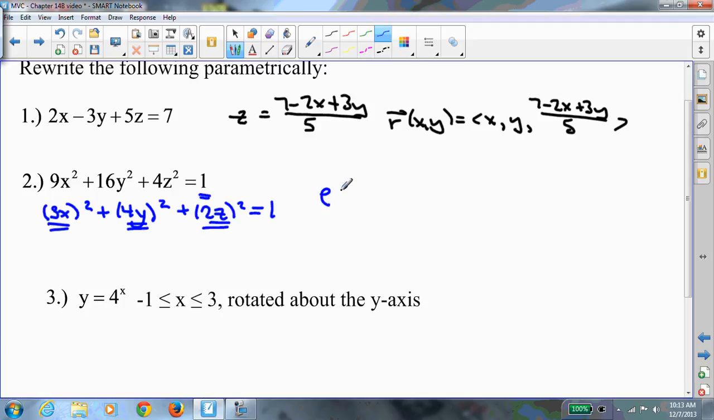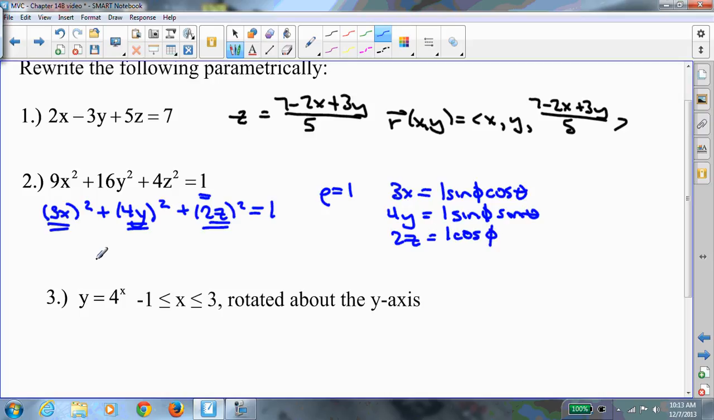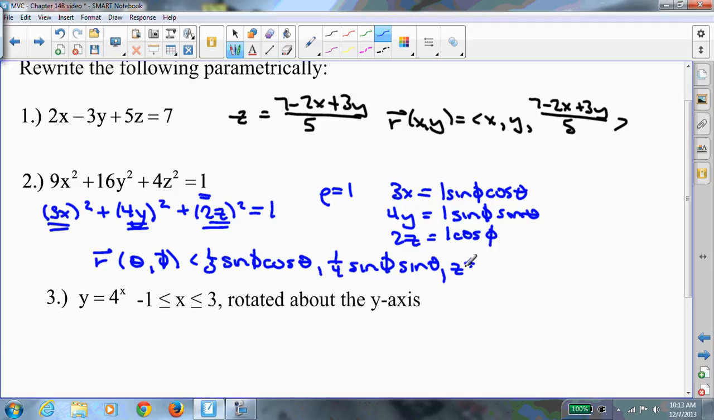Now, rho is equal to 1. So then 3x would normally equal rho sine phi cosine theta. So in this case, it's going to be 1 sine phi cosine theta. 4y would equal 1 sine phi sine theta. And 2z would equal 1 cosine phi. So my parametric surface for this is going to be r theta phi. X is going to be 1/3 sine phi cosine theta. Y is going to be 1/4 sine phi sine theta. And z is going to equal 1/2 cosine phi.